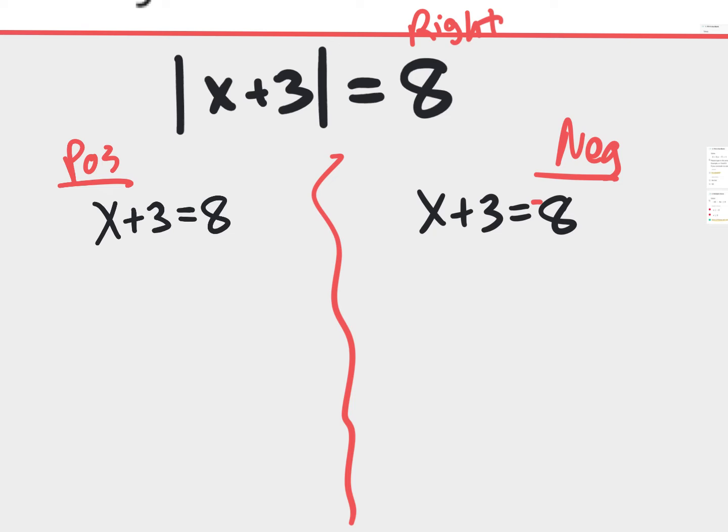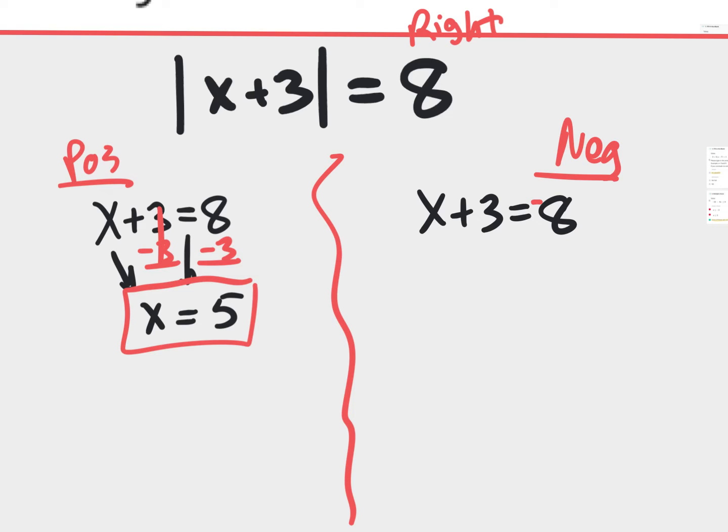Okay, so now we need to solve both of these, get our answers, and also double check them, make sure that neither of them are extraneous. So let's solve. We're going to subtract 3 to get rid of that plus 3. It cancels out. The x comes down, the equal sign comes down, and 8 take away 3 is 5. This is a potential answer. Let's do the other one.